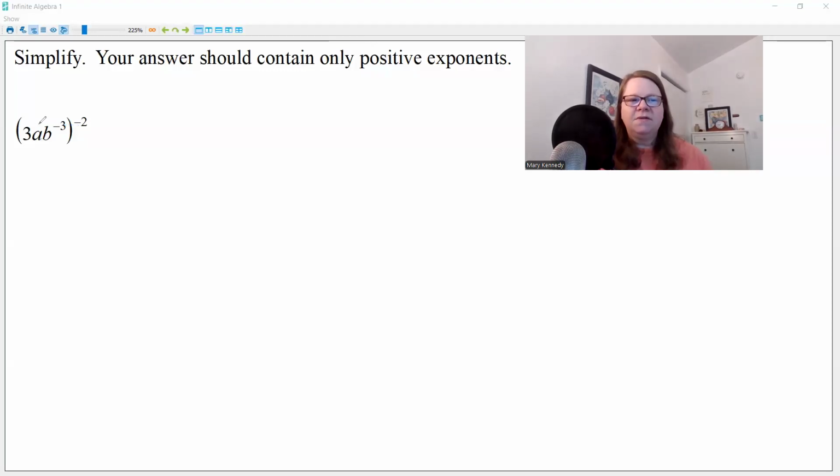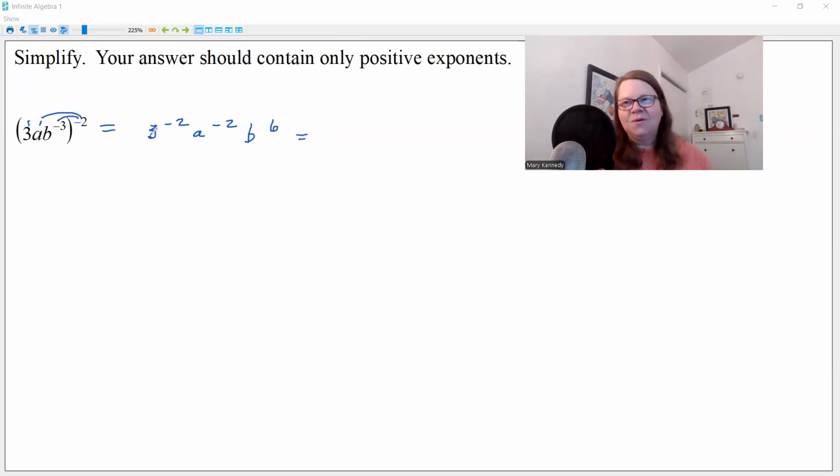Now, one thing you have to do is remember that that is 3 to the first. So 1 times -2 means that's 3 to the -2. And a to the first is another 1 times -2. So a to the -2. And then -3 times -2. So b is to the 6th power. All right, so make sure you're clear on that.